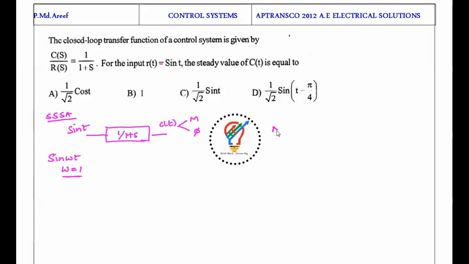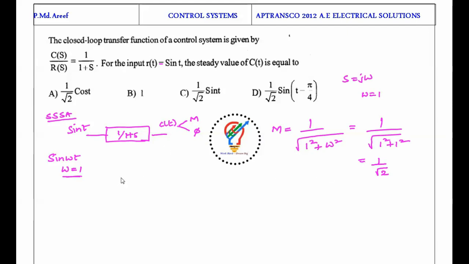So first we need to find the magnitude. Magnitude is equal to 1 by square root of 1 square plus, so instead of s I can take omega, so omega square. Why? Because s is equal to j omega, we substitute in sinusoidal steady state analysis. As omega is equal to 1, M is nothing but 1 by square root of 1 square plus 1 square. It is equal to how much? It is 1 by square root of 2. So we found the magnitude.